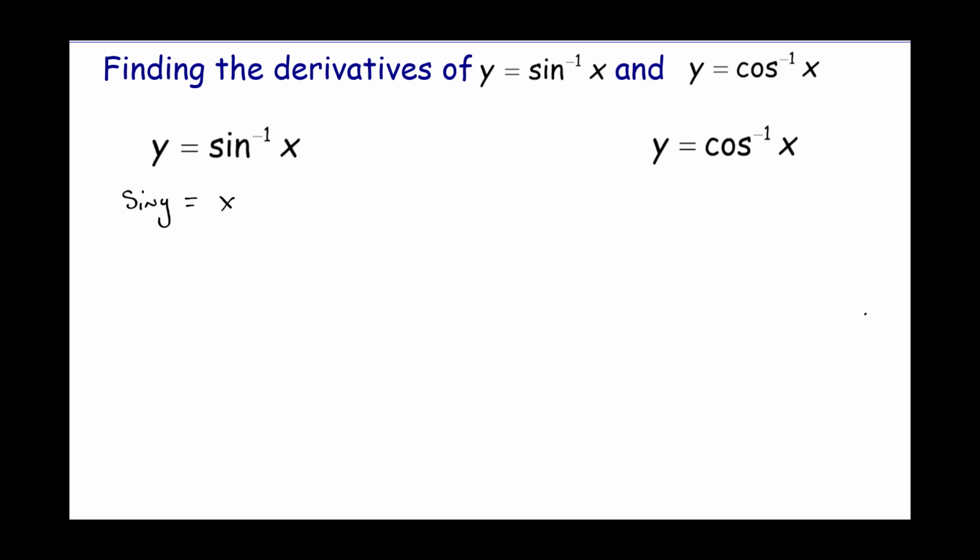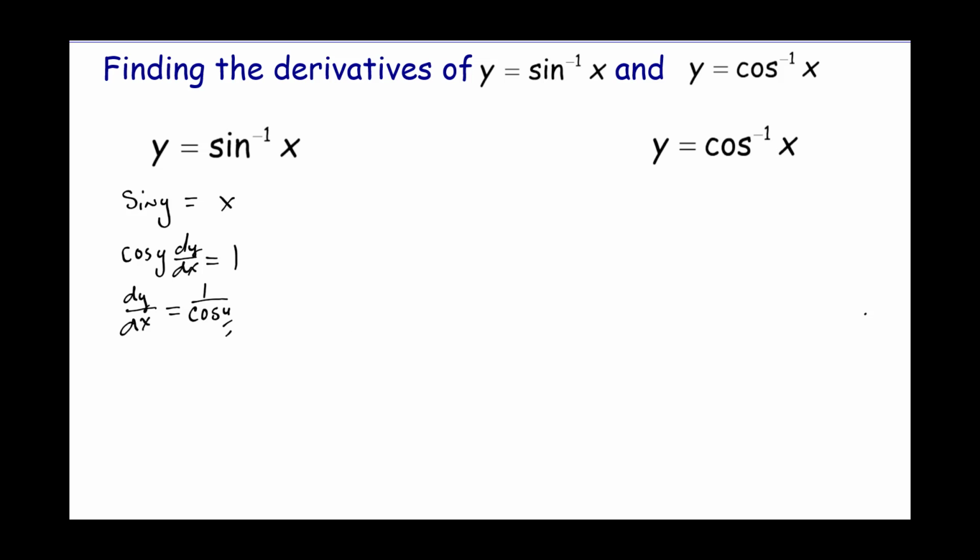Okay, and then I'm going to come underneath here, and I'm going to take the derivative. So the derivative of sine y is, well, cosine y. And of course, this is an implicit derivative, as usual, so I follow with the dy dx, and of course the derivative of x is 1. Well, remember in implicit derivatives, we want to get dy dx by itself. So to do that, we just divide both sides by cosine y. So dy dx is 1 over cosine y.